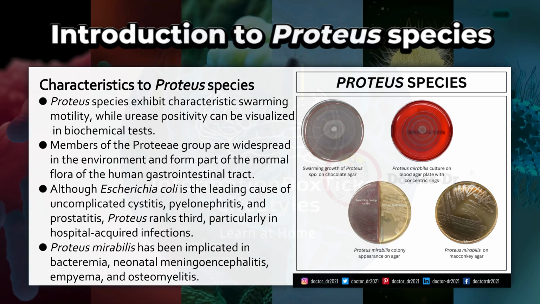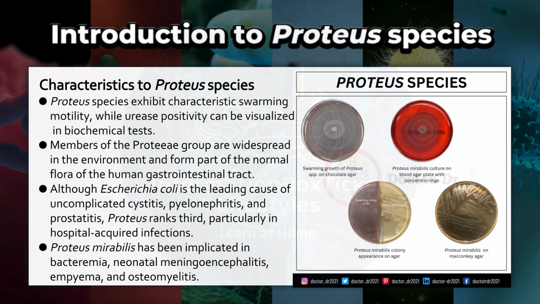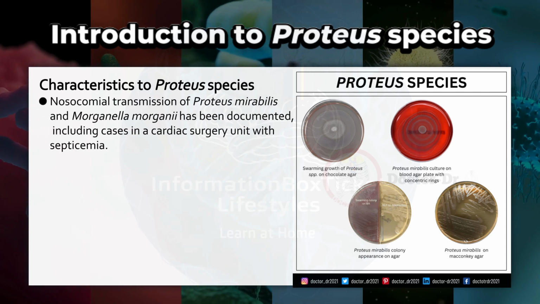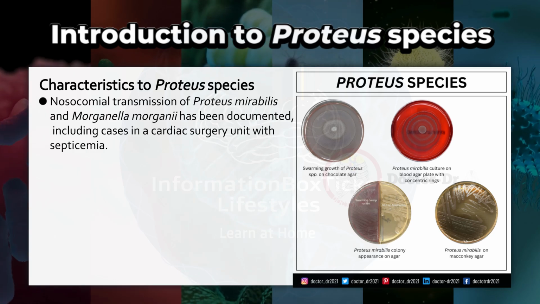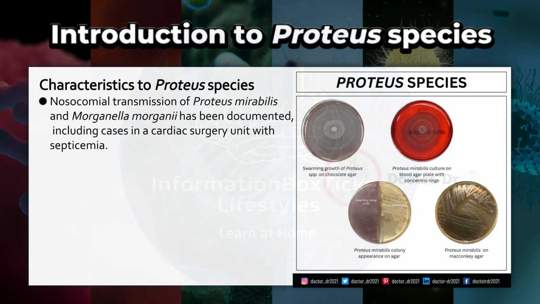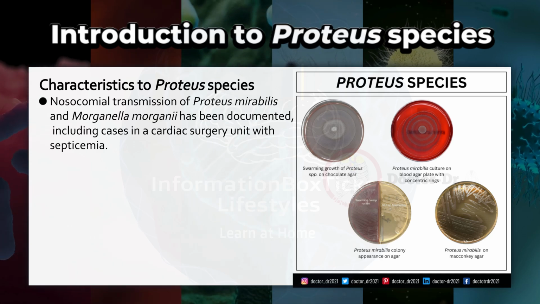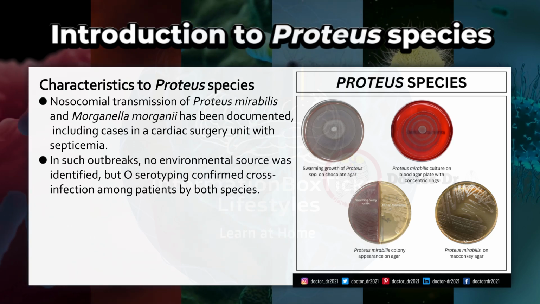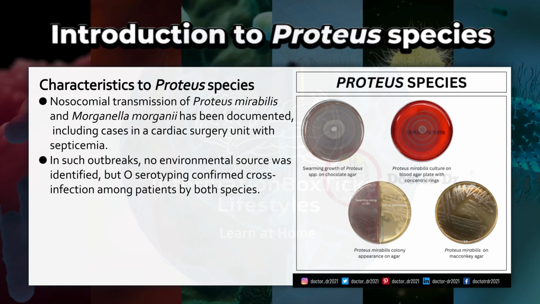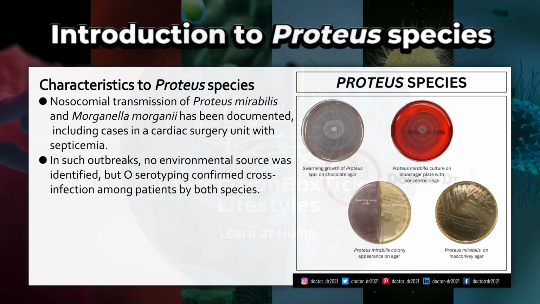neonatal meningoencephalitis, empyema, and osteomyelitis. Nosocomial transmission of Proteus mirabilis and Morganella morganii has been documented, including cases in a cardiac surgery unit with septicemia. In such outbreaks, no environmental source was identified, but O serotyping confirmed cross-infection among patients by both species.